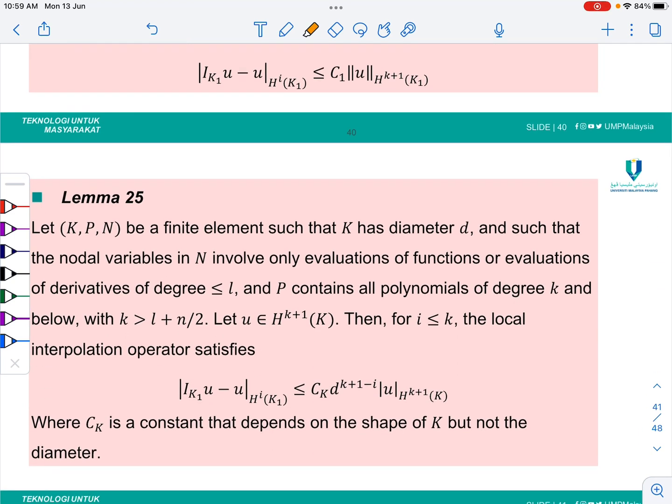Lemma 25, let (K, P, N) be a finite element such that K has diameter d and such that the nodal variables in N involve only evaluation of functions or evaluations of derivatives of degree less than or equal to l, and P contains all polynomials of degree k and below with k greater than l plus n over 2. Let u in H^{k+1}. Then, for i less than or equal to k, the local interpolation operator satisfies this, where C_k is a constant that depends on the shape of K but not the diameter.